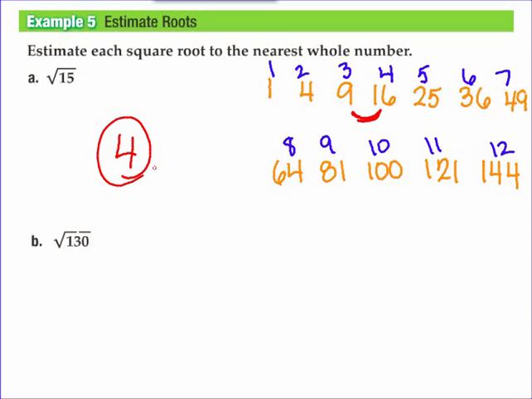Okay? Root 130, which one does it fall between? This one, right? So is 130 going to be closer to the 121 or to the 144? 121. So what's the square root to the nearest one? 11. Okay? So that's it. That's all you have to do.